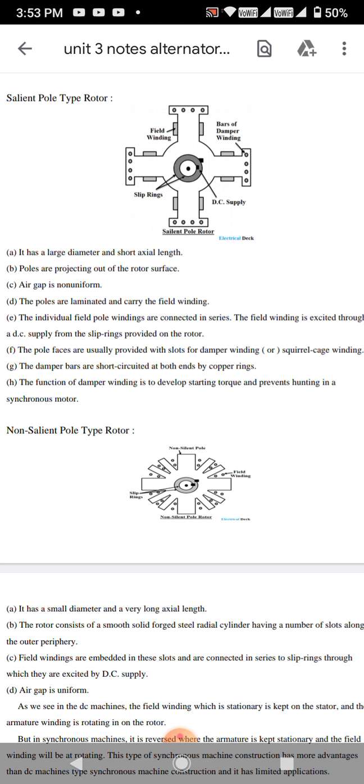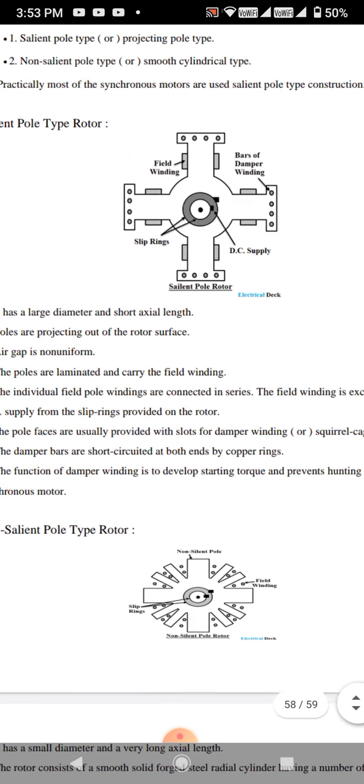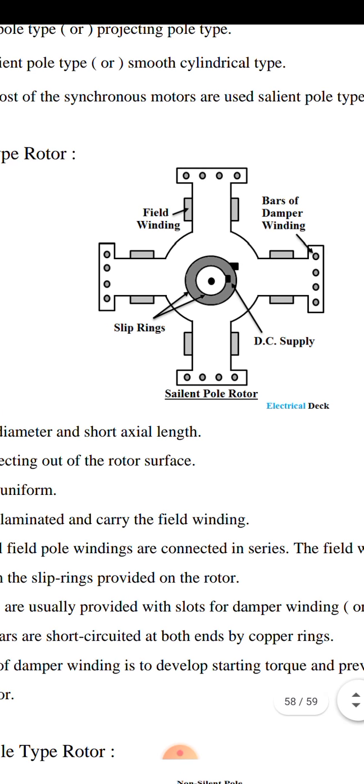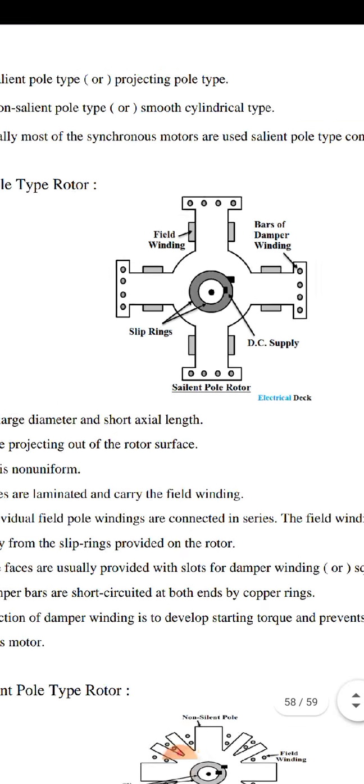Let's see the diagram of how the salient pole type rotor looks. On the screen you can see the diagram of a salient pole rotor. Here we have parts like the field winding, slip rings, DC supply, and bars of the damper winding.